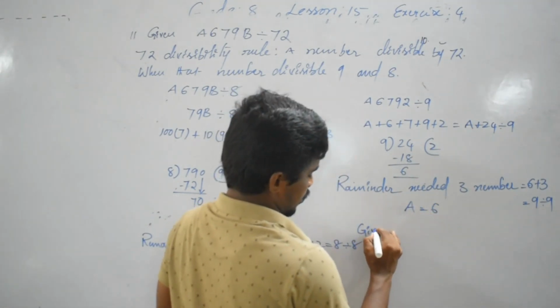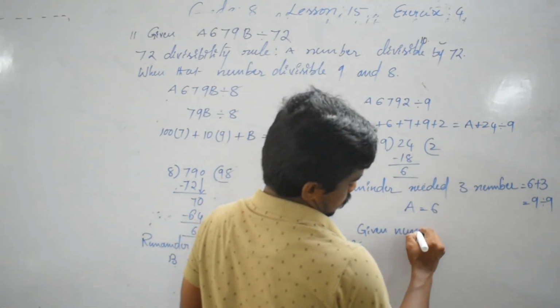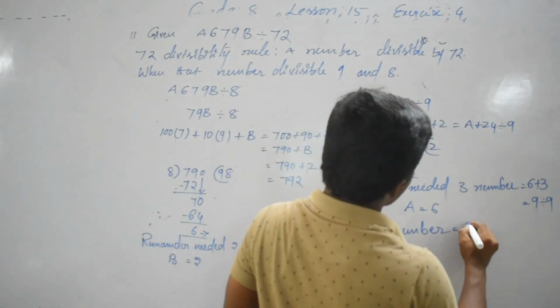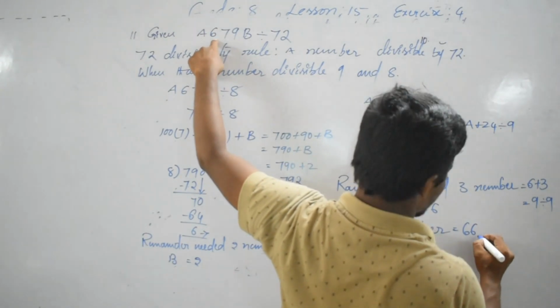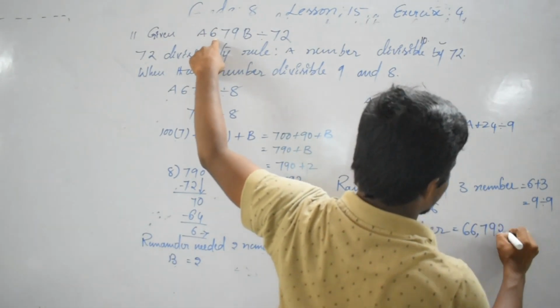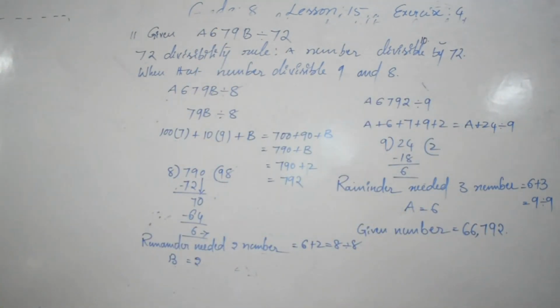The given number is 36,792. That is the given number.